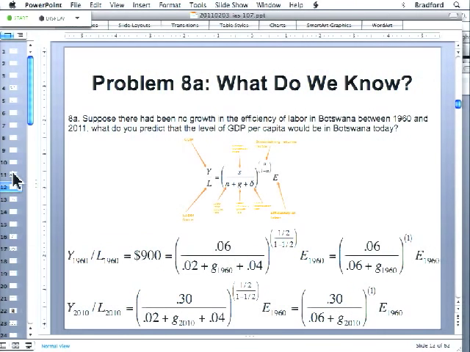Well, that would be total GDP, right? GDP per capita or per worker is growing as fast as the efficiency of labor is growing. But in total GDP, you don't just have more production per worker or per person, you have more people or workers as well. So the growth rate of total GDP is going to be equal to the growth rate of GDP per capita plus the growth rate of population or the labor force.